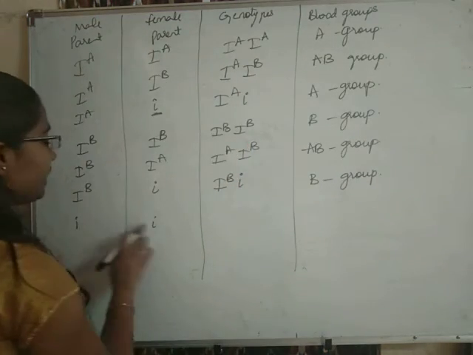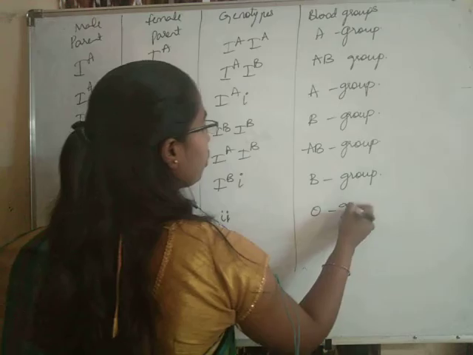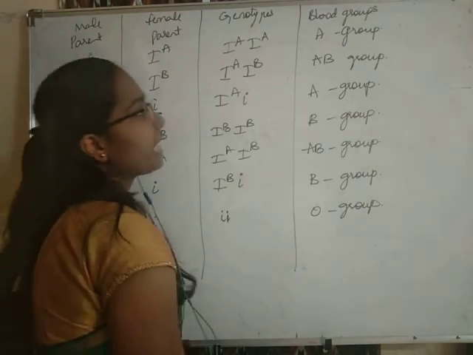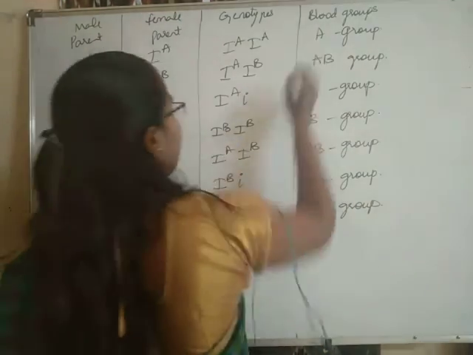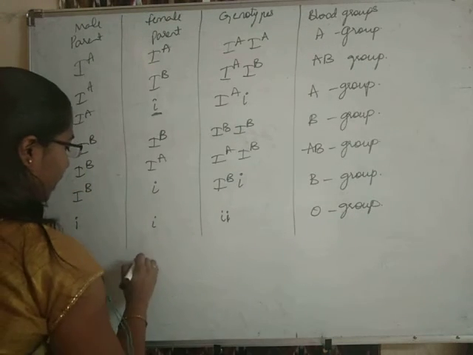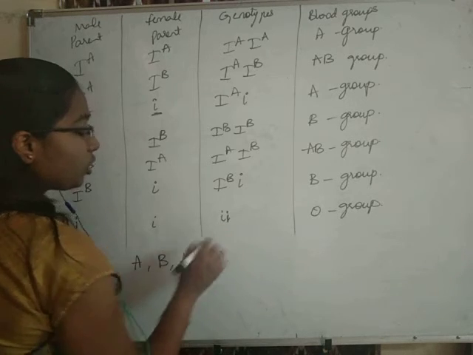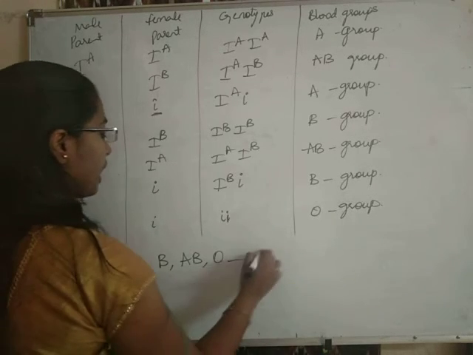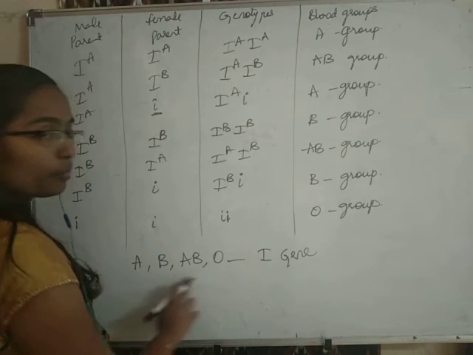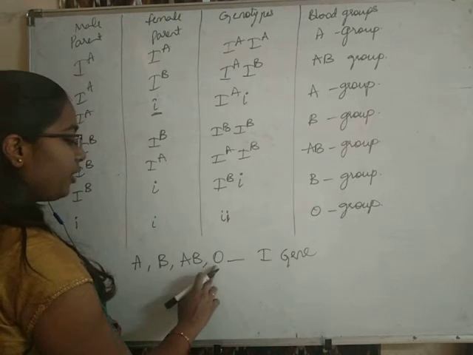Okay. Small i, both are recessive, so the blood group will be O group. Okay. In that way, in human beings there are 4 different types of blood groups. I will just write it here. In human beings 4 different types of blood groups are there, A, B, AB and O, because of the presence of the same gene I. I gene is responsible for the 4 different types of blood groups in human beings, A, B, AB and O.